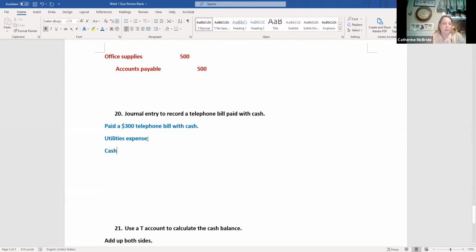Did utilities expense increase or decrease? Increase. Did cash increase or decrease? Decrease. Yeah, because we paid it. What type of account is utilities expense? Equity. Okay.